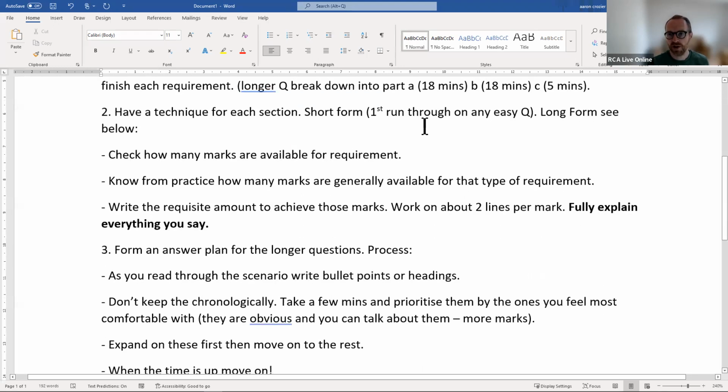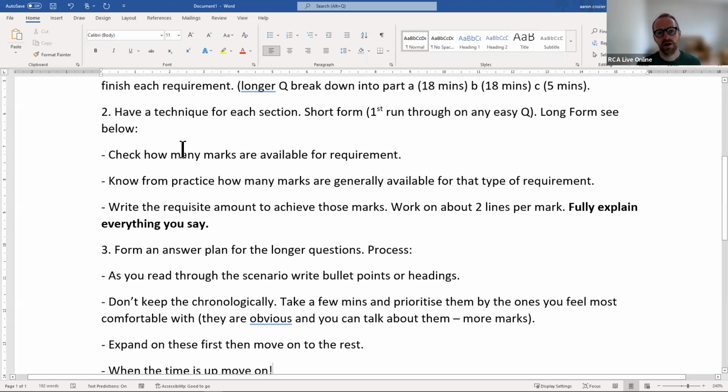Have a technique for each question. Decide in the short forms, are you going to do them all, or leave out the ones you can't do, flag them and come back to them? Or are you just going to try to keep within your time and do them? Up to you, but make sure you've got a plan. Don't go in there thinking, well, see how it goes on the day.